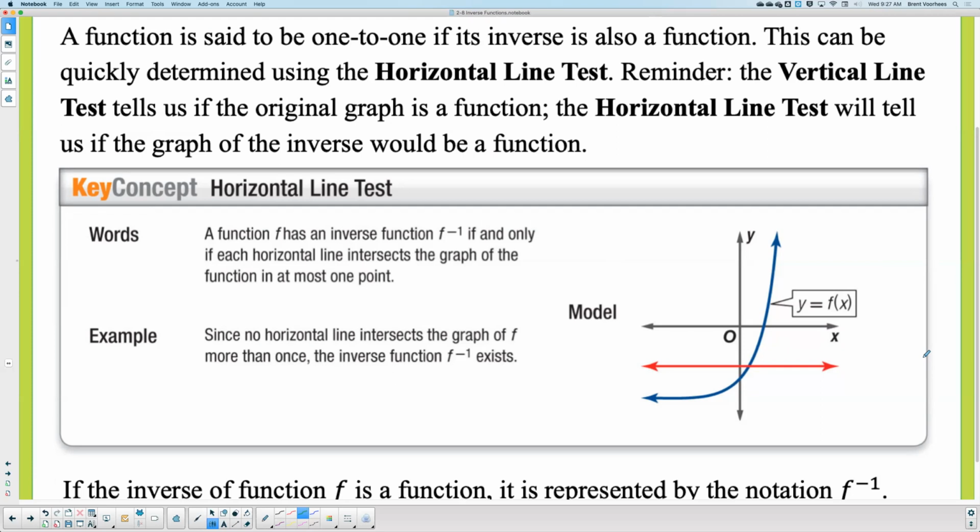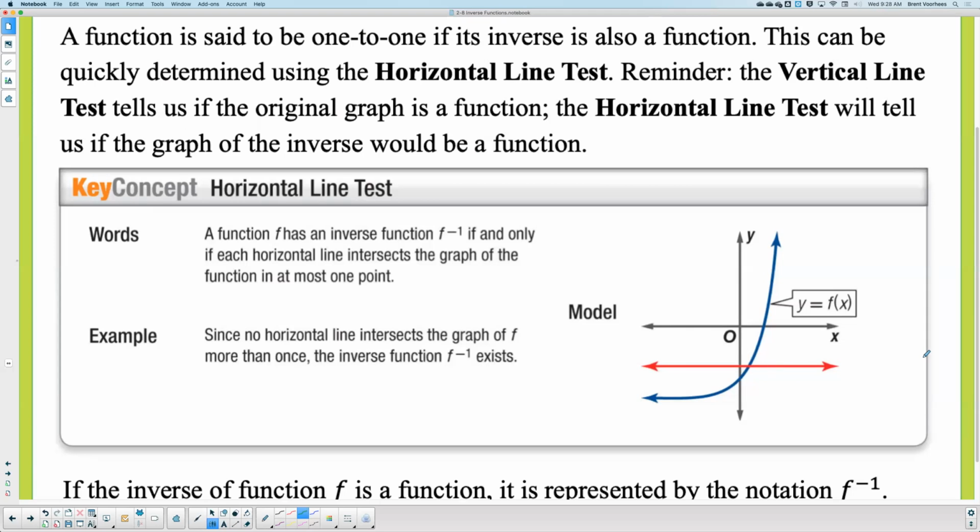A horizontal line test looks like an x-axis. And the reason I do this is because when I find the actual inverse, the inverse is going to switch x and y. So a horizontal line that looks like an x-axis, when I switch the x and y, what's it going to start to look like?